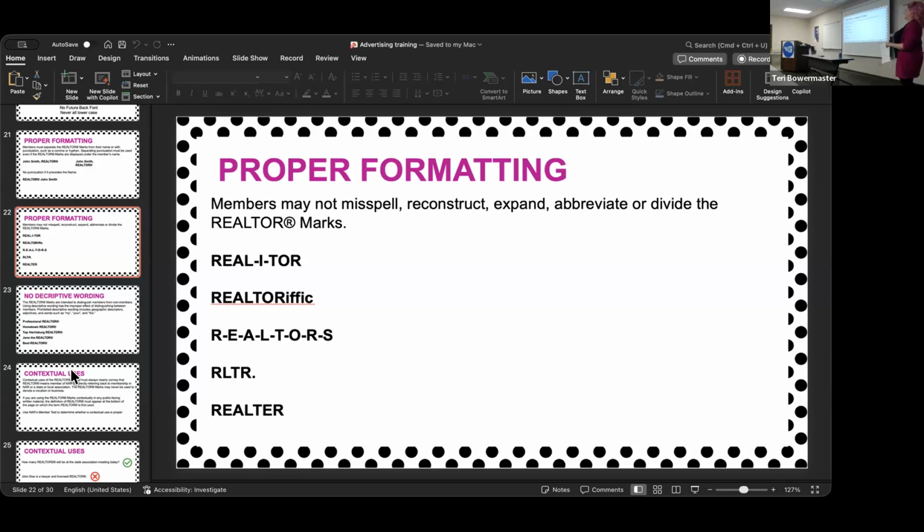Proper formatting. They don't want the cutesy stuff. They don't want you mangling the word. I think there's shirts out there with the Friends font. They're probably not going to be fans of that. They track that down, right? Or anything cute, okay?